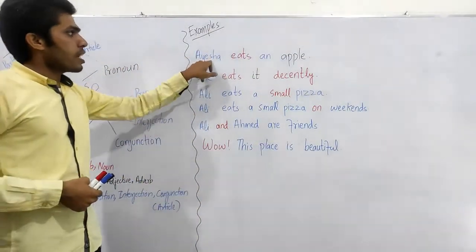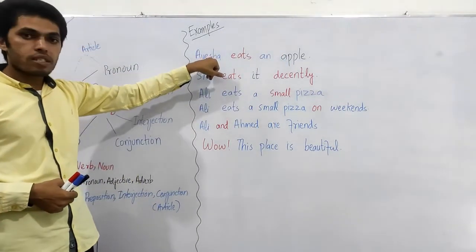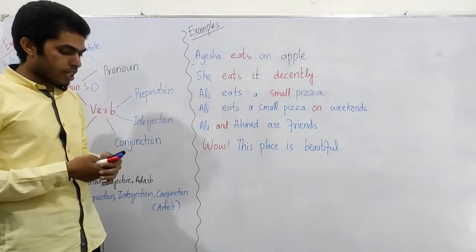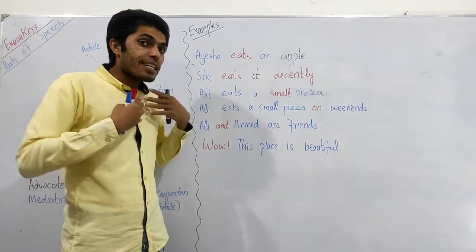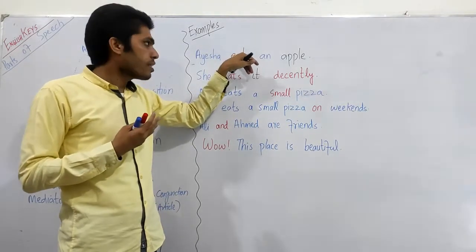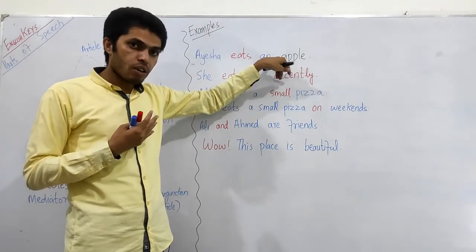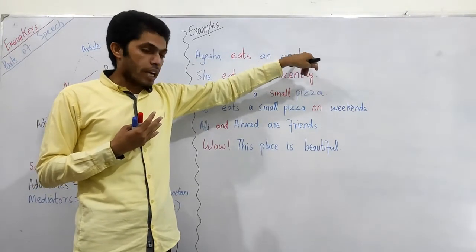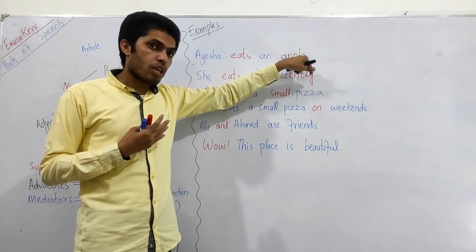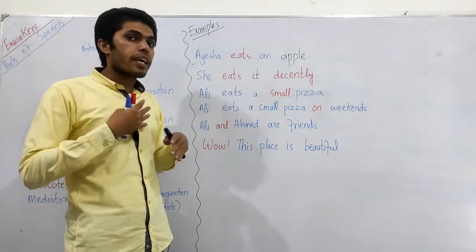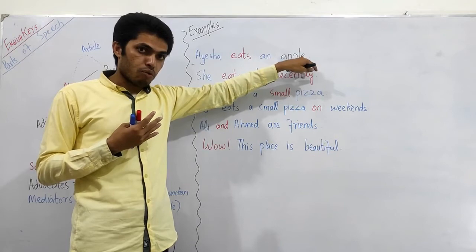Now the first example is: Aisha eats an apple, right? Now Aisha is the subject and Aisha is a noun. Then eats: Aisha eats. Now eating is an action, right? Eats what? An apple. Now 'an' is an article, and apple is another noun, but that noun here is working as an object, because Aisha is eating and the action of eating is received by this noun.